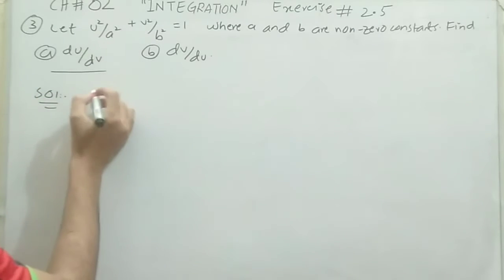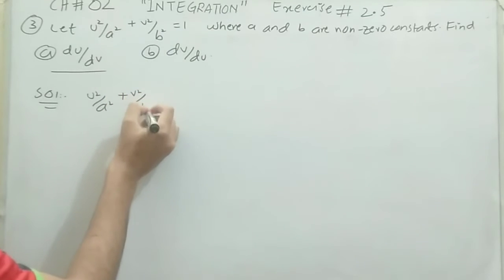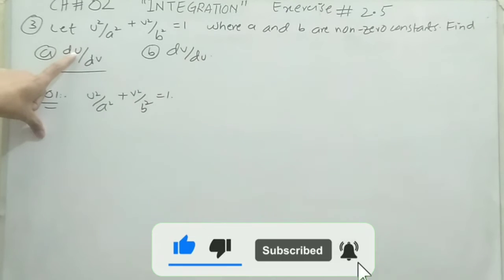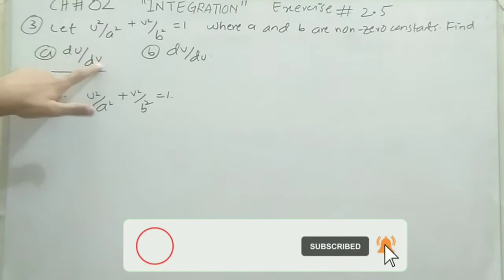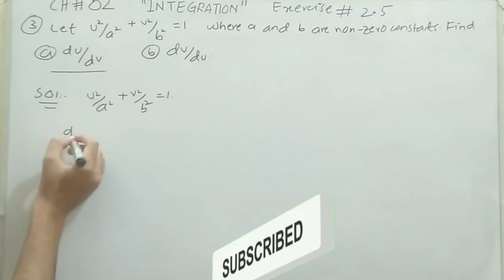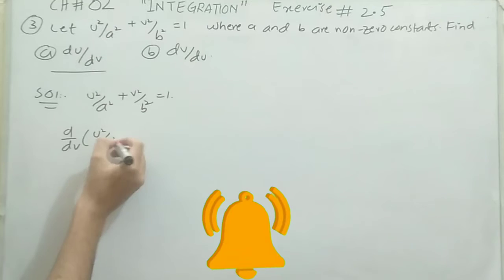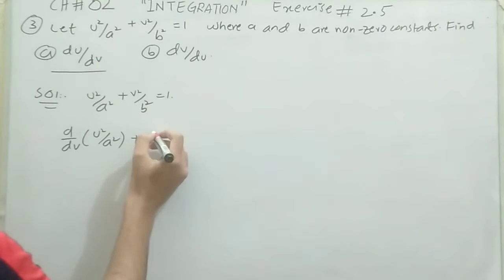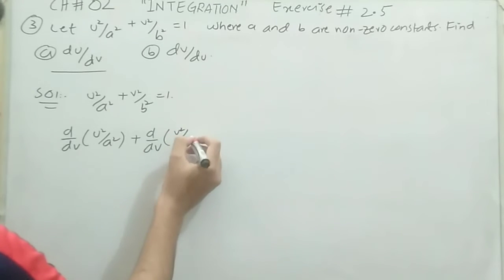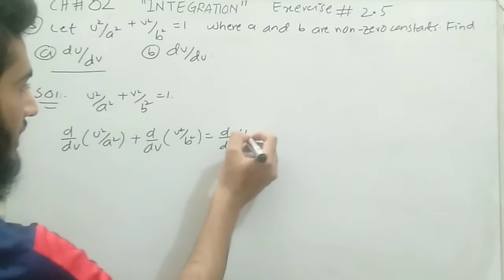We have a function given u square divided by a square plus v square divided by b square is equal to 1. We are going to find the derivative of u with respect to v. So it means that we will differentiate both sides with respect to v. So differentiating both sides with respect to v, it becomes d by dv of u square divided by a square. Also take the derivative of this function, so d by dv of v square by b square is equal to taking the derivative of the right hand side, so d by dv of 1.